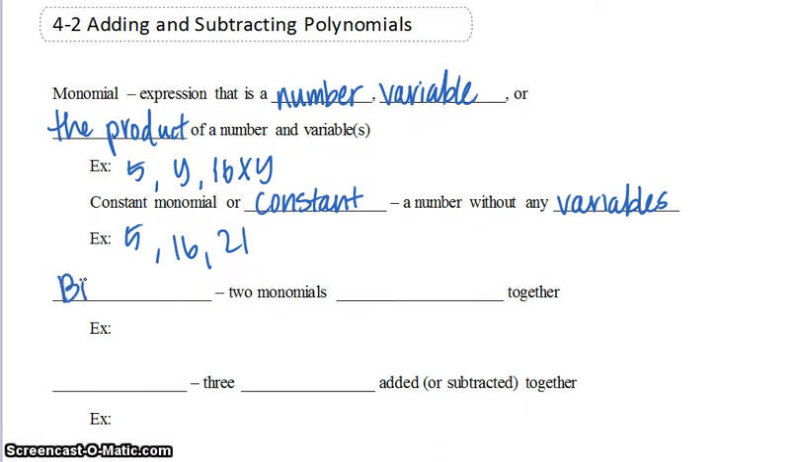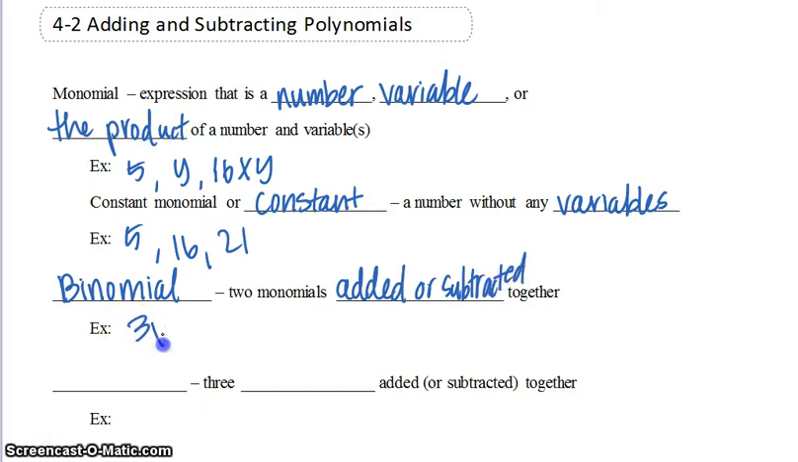Alrighty, now we have a binomial. So we have the monomial, which meant one, it's like one term. You'll hear that word term. A binomial is 2 terms. So it's 2 monomials added or subtracted together. For example, you can have 3x, that's a monomial, plus 5, which is a constant monomial or constant, and that makes up a binomial. There's 2 terms.